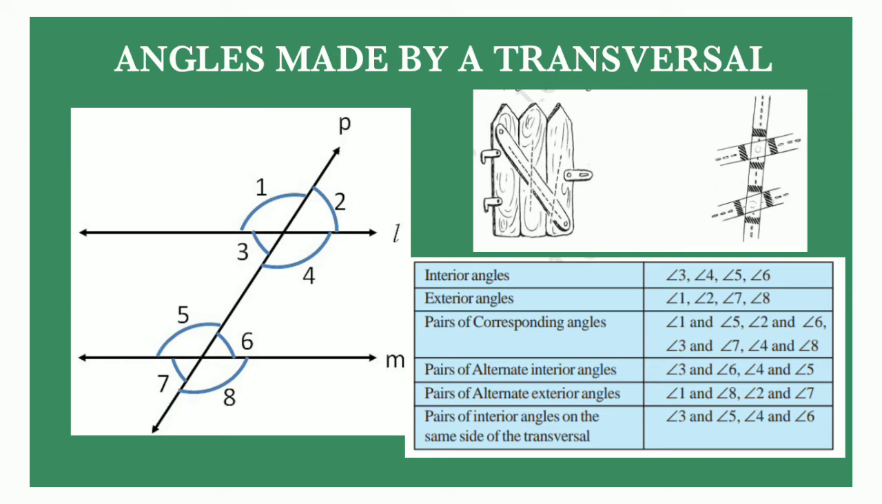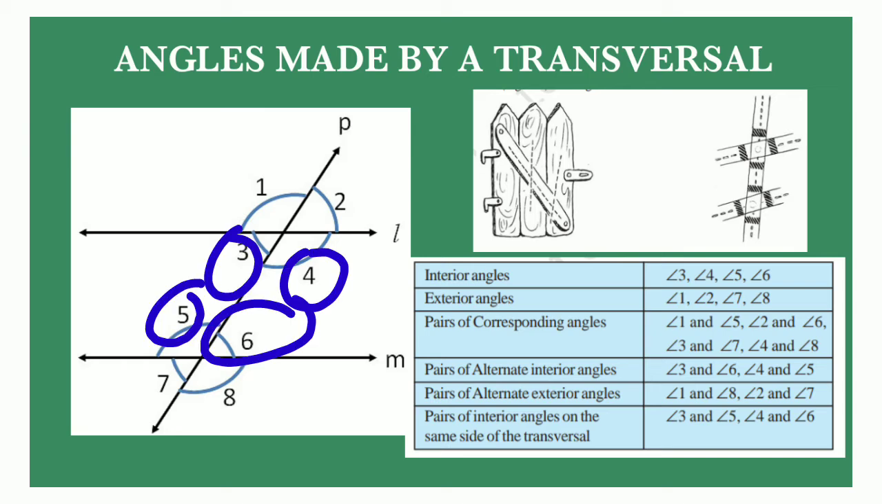Then the last one is pairs of interior angles on the same side of the transversal, that are angle 3 and angle 5, angle 4 and angle 6. So these angles are on the same side of the transversal. So these are the names. One is corresponding angles, second is alternate interior angles, third is alternate exterior angles, then angles on the same side of the transversal. These last angles are called co-interior angles.